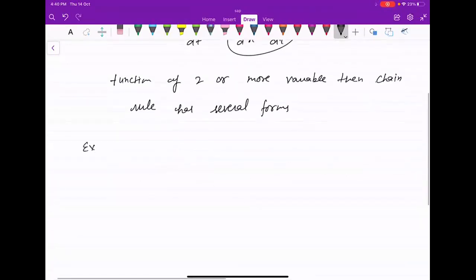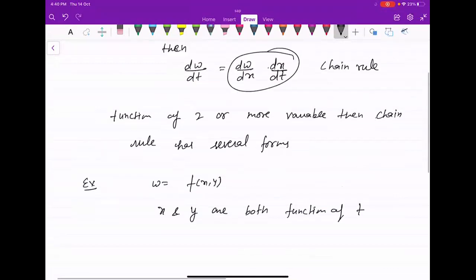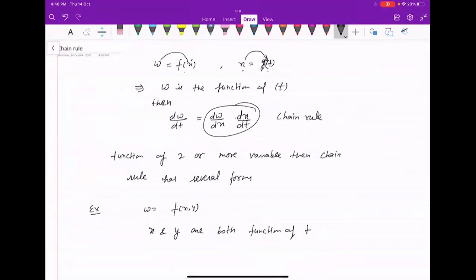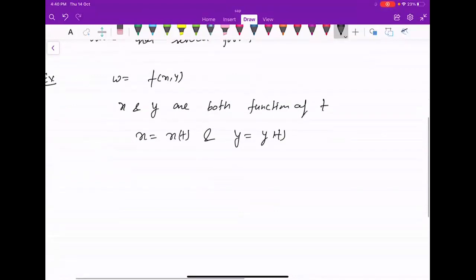For example, w equal to f of x comma y, and x and y are both functions of t. Suppose w is a function of two variables, as in the case of one dimension, and x and y both are associated with t. Suppose x is a function of t and y is a function of t. Then how to apply the chain rule?